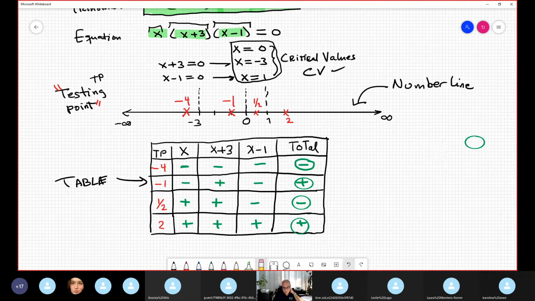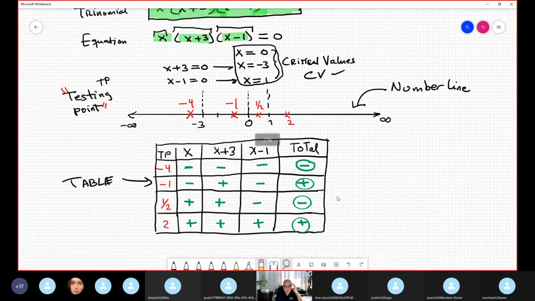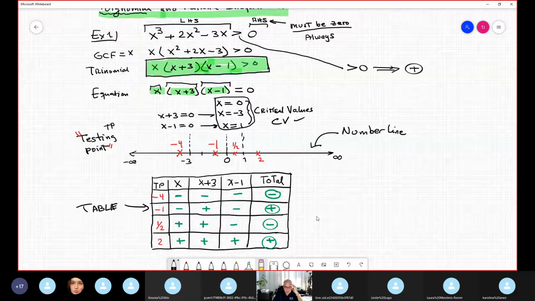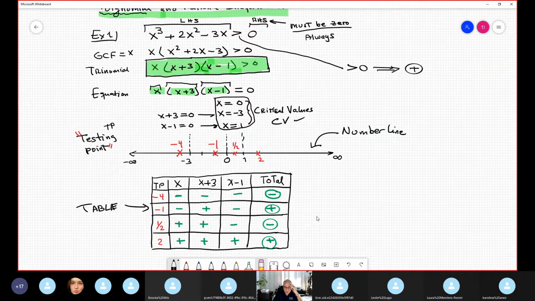Okay, so what is the answer? Well, the answer is easy. Look, we come back to the beginning. In the beginning, we have that inequality. And this inequality, look at that, this is an important detail. This inequality is greater than 0. And greater than 0 means positive. So the only row where the testing point gives me true is the positive one.